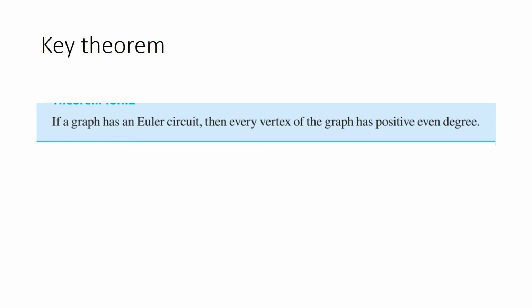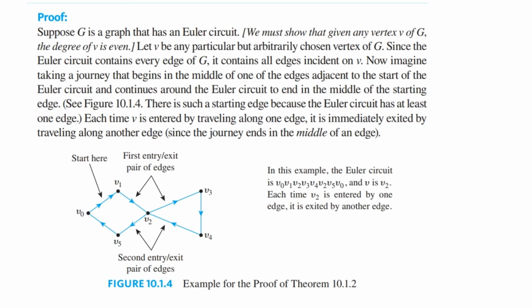This is a key theorem, and this is the one that we sort of informally discussed before. If a graph has an Euler circuit, then every vertex of the graph has positive even degree. Let's look at the proof. Suppose that G is a graph that has an Euler circuit. We must show that any vertex of G is of even degree. So let V be any particular but arbitrarily chosen vertex of G. Since the Euler circuit contains every edge of G, it contains all edges incident on V.